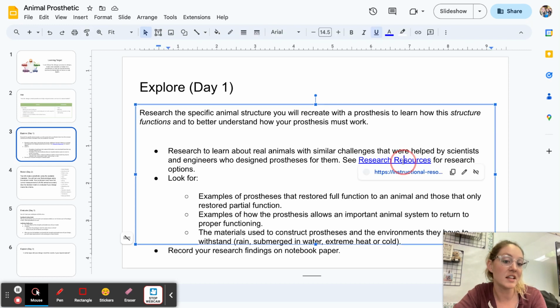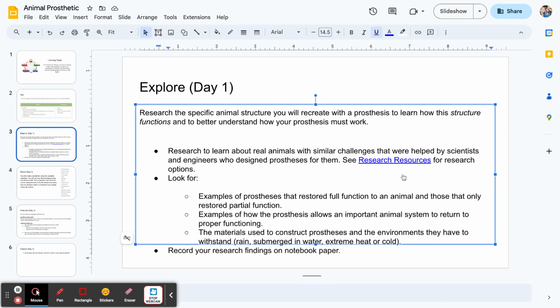If you click on this link, this blue link right here, it will take you to some links that are helpful with prosthetics. But more importantly, down here are some keywords that you can be using when you're doing research. So if you chose the dolphin, you might want to type in dolphin tail prosthesis, function of eagle's beak. These are things that might help you with what exactly to type into Google when you're doing your research.